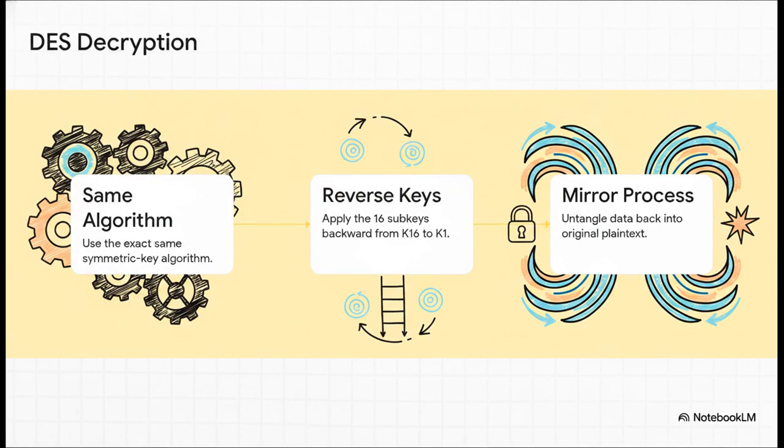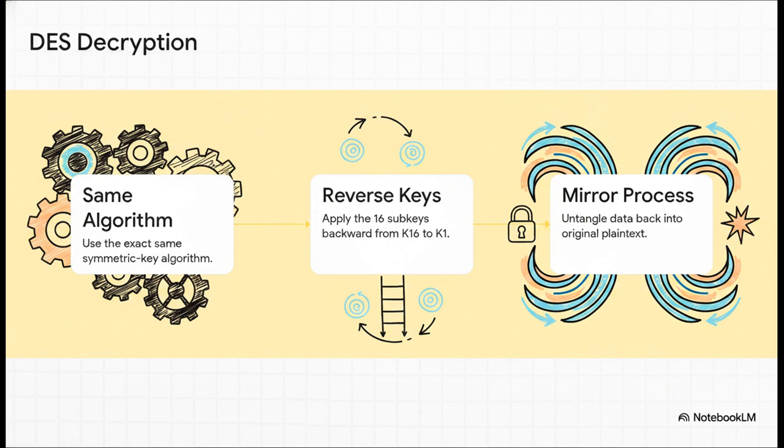So the crucial point is you use the exact same machine. Remember that Feistel network we looked at? Its structural genius guarantees that decryption is just the assembly line run in reverse. You literally put the ciphertext into the exact same algorithm, but you apply the 16 subkeys backward, starting with key 16 and ending with key 1. The left and right halves naturally untangle themselves, perfectly mirroring the encryption process until out pops your original plain text.